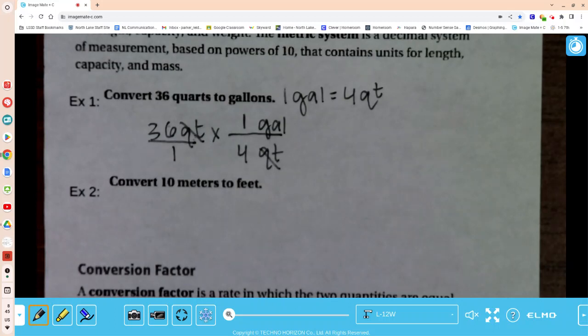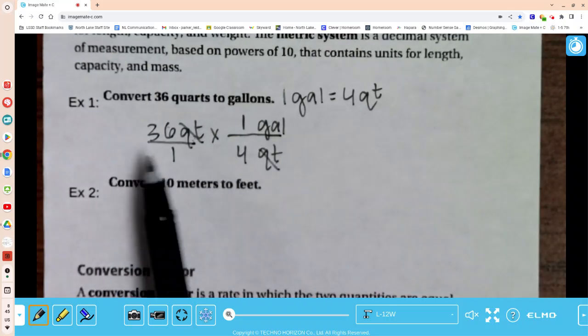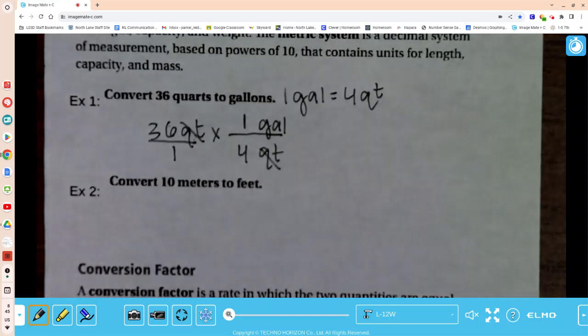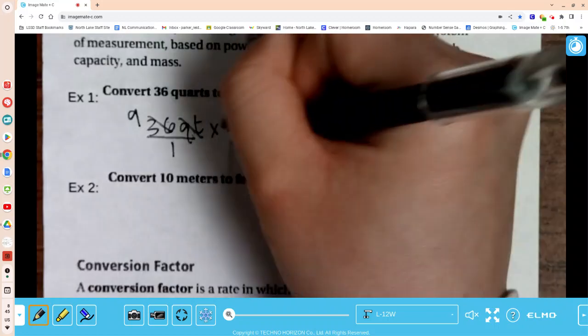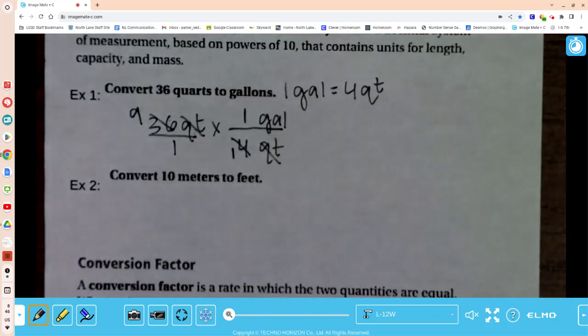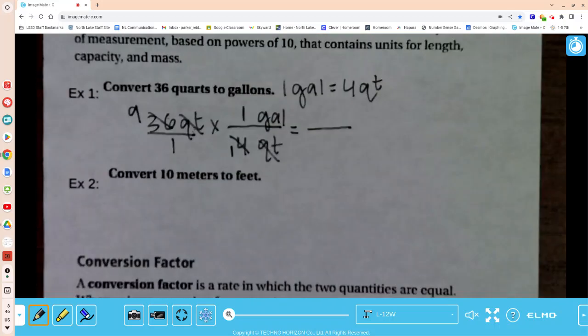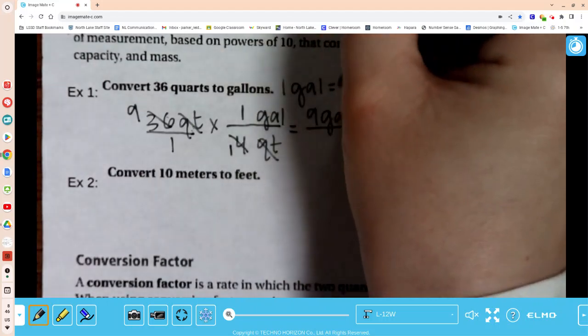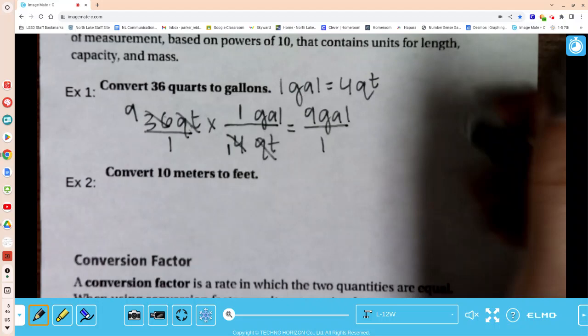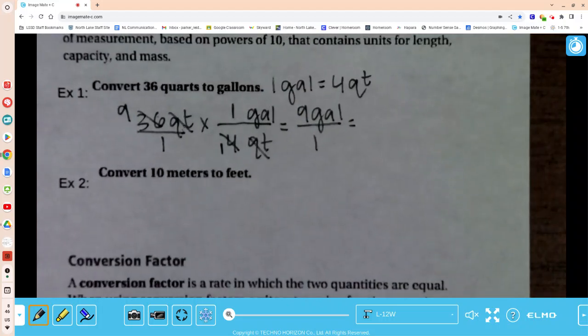Now I'm going to look at the numbers to see if there's any cross-canceling with the numbers as well. The ones aren't going to get smaller, but what about 36 and 4? Is there something that goes into both of those, Farhan? Yes. So this would become a 9 because 4 goes into it. Yep, and then that would become a 1. That means when I multiply across the top, I get 9 times 1 gallon, 9 gallons, and across the bottom, 1 times 1, which is 1. So what is my answer here? If I change 36 quarts into gallons, how many gallons is it?